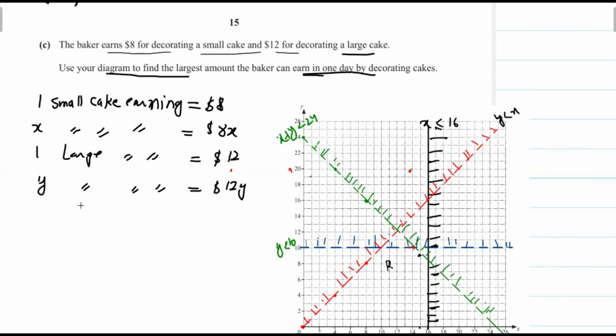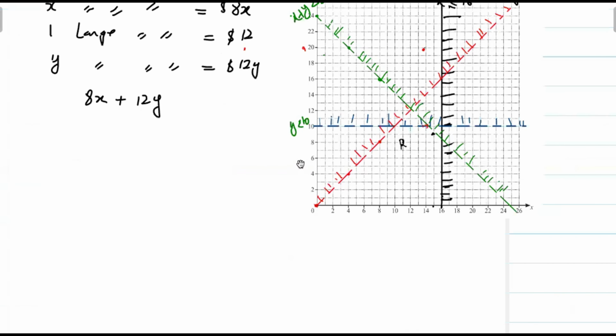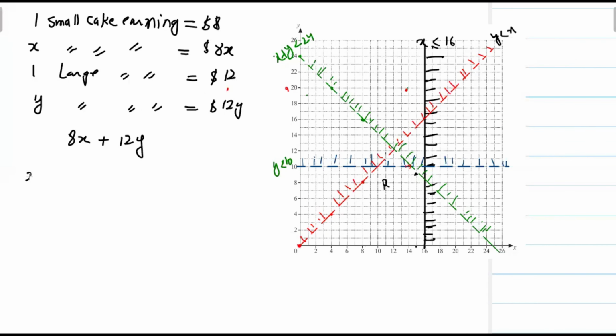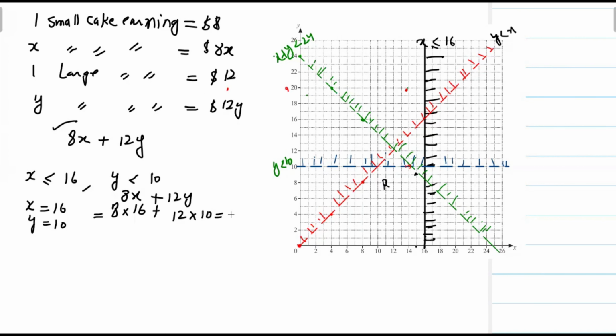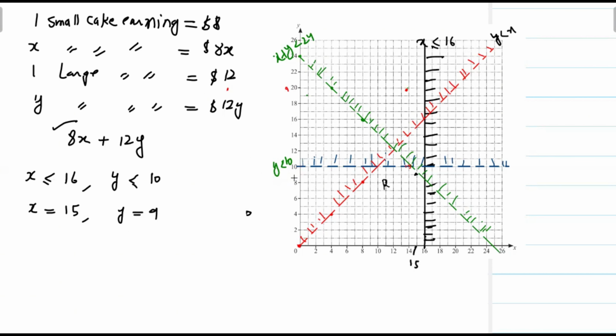Now the total earning will be equal to 8x plus 12y. We will take the values from this region. The value of x is less than or equal to 16, and the value of y is less than 10, that will be equal to 10, and the y value is less than or equal to 9. Look here, this is x is 15 and y is 9. The position will be in this region. This is the point where both values are maximum. Therefore, we see the answer.